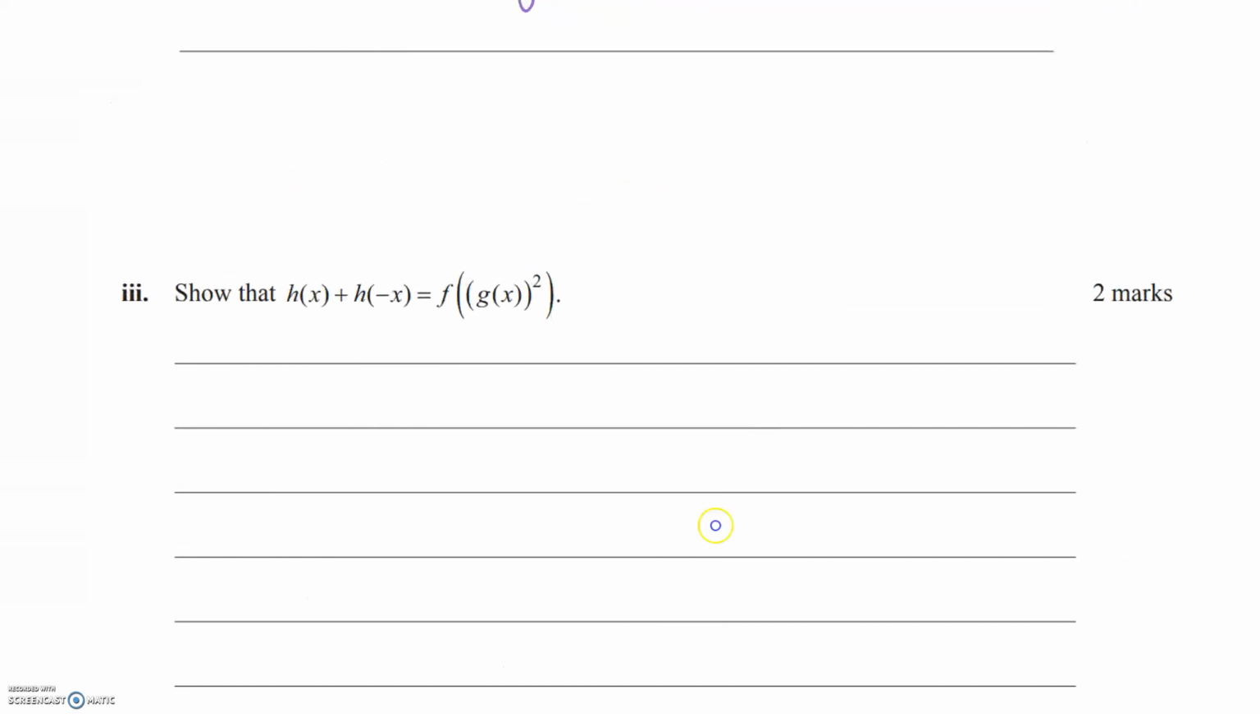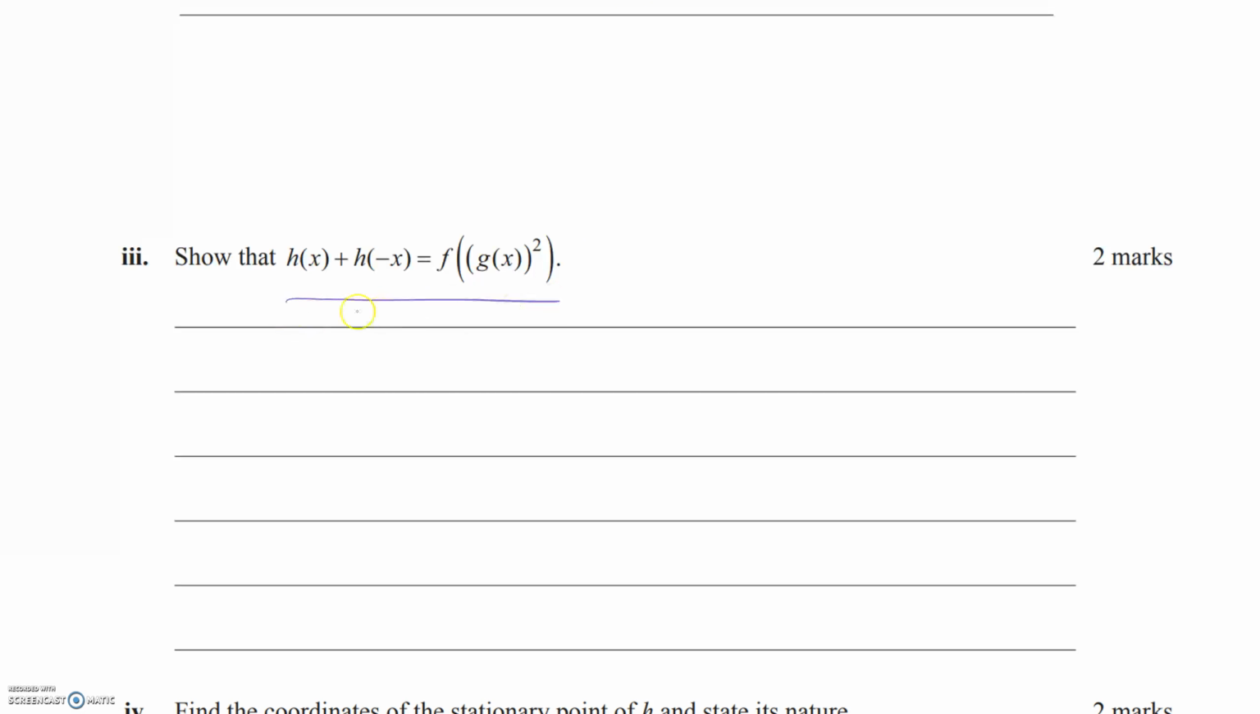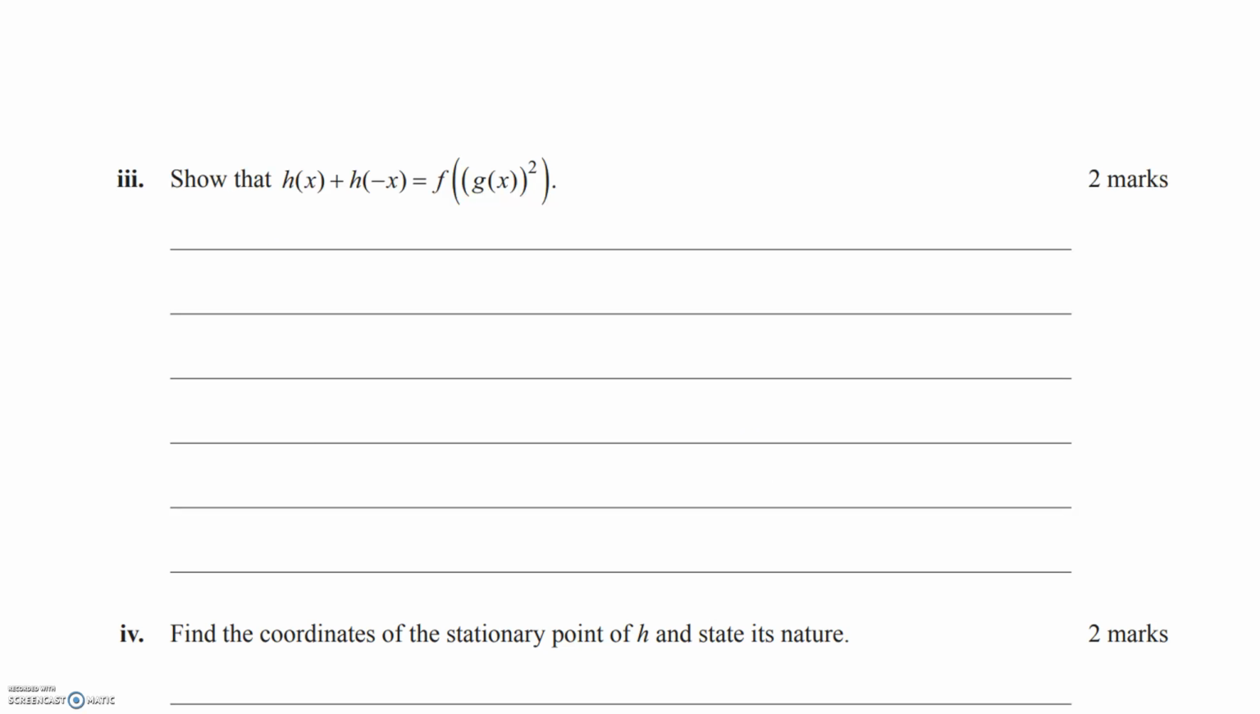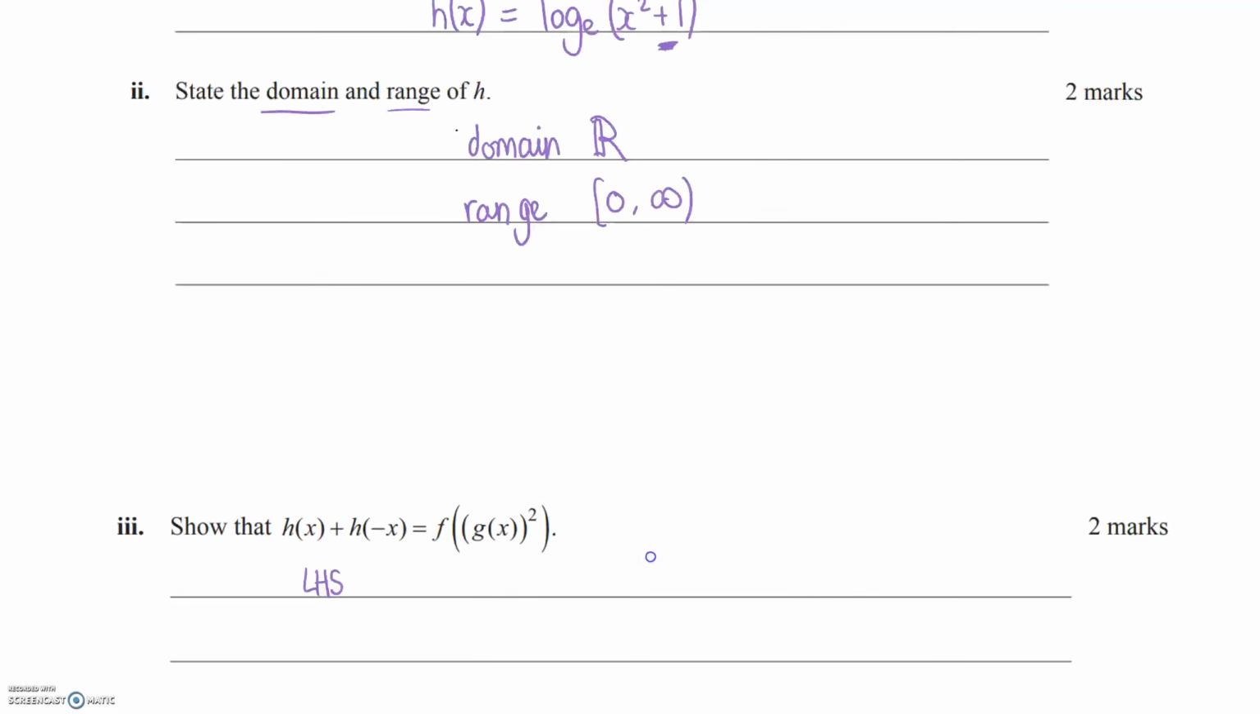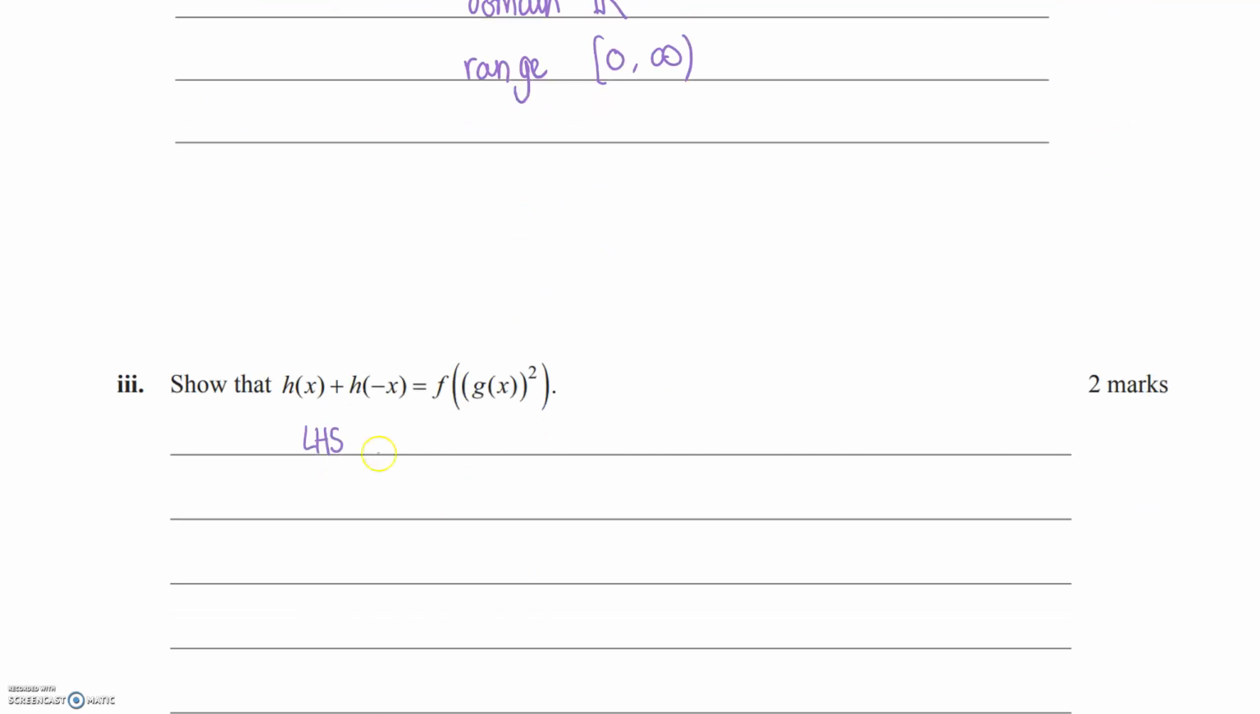Alright, next one. This is a show that, so I mean it's already given me the answer, so in ways this is another easy mark. Now, there's a couple of different ways to do this. The best way I'd say, start with the left hand side. Our h of x, if we remember, is log e x squared plus 1, and then we're going to add that to h of negative x, which is just basically going to be the same.